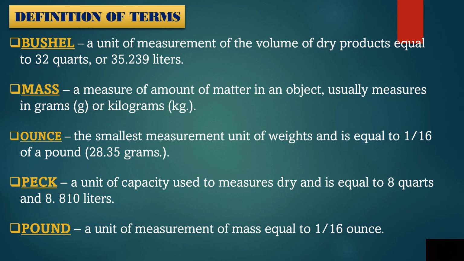or 28.35 grams. And the next is the peck, a unit of capacity used to measure dry and is equal to 8 quarts and 8.810 liters. And then the last is pound, a unit of measurement of mass equal to 1 over 16 ounce.